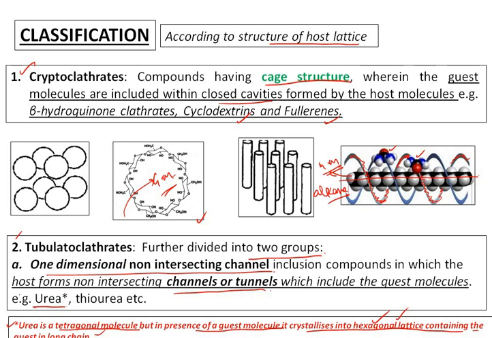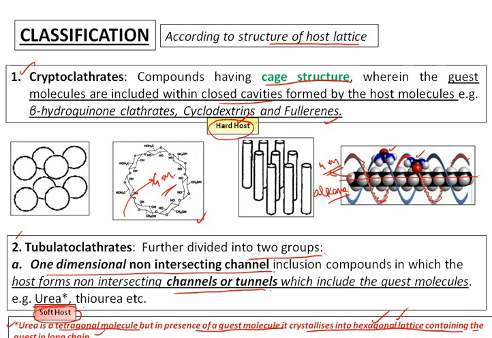So remember, in the first category of tubulato clathrate, the example is urea. Now, before we move further, I would like to tell you something very interesting here. There are two terms: one is hard host, another is soft host. The difference between the hard host and soft host is very easy. From here you can very well make it out.